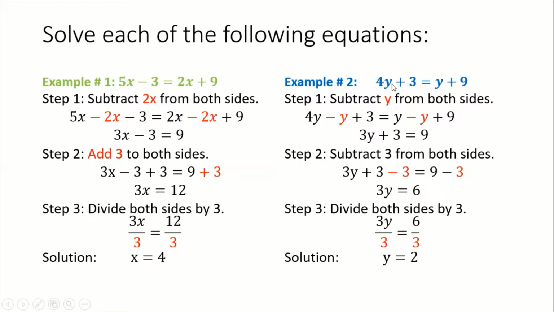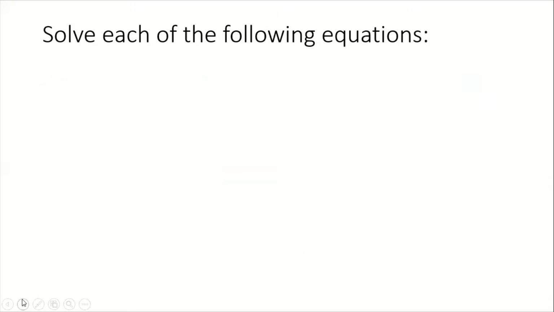So let's do a quick check. 4 times 2 will give us 8, and 8 plus 3 will give us 11. If we replace y here with 2, 2 plus 9 is 11. So both sides is equal to 11. So we know that our solution is correct. So let's look at the third example.